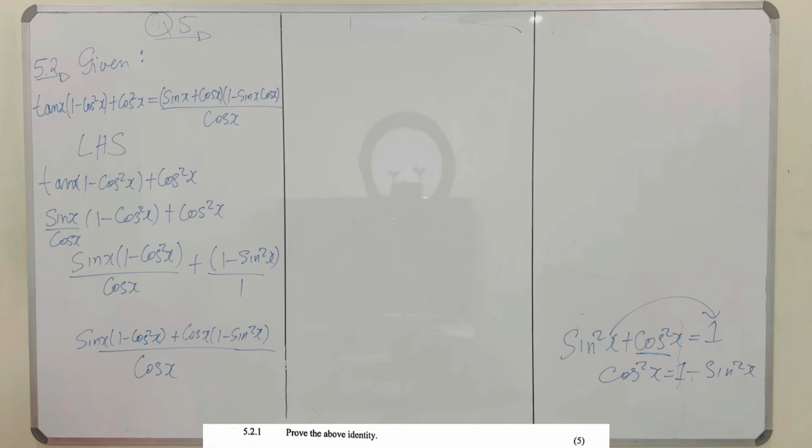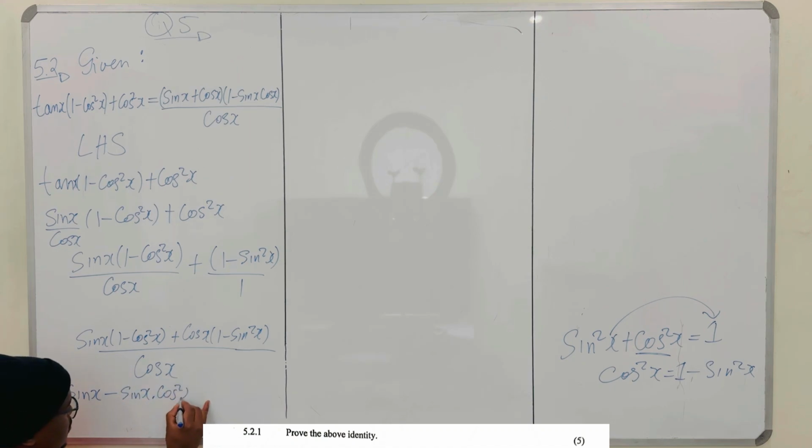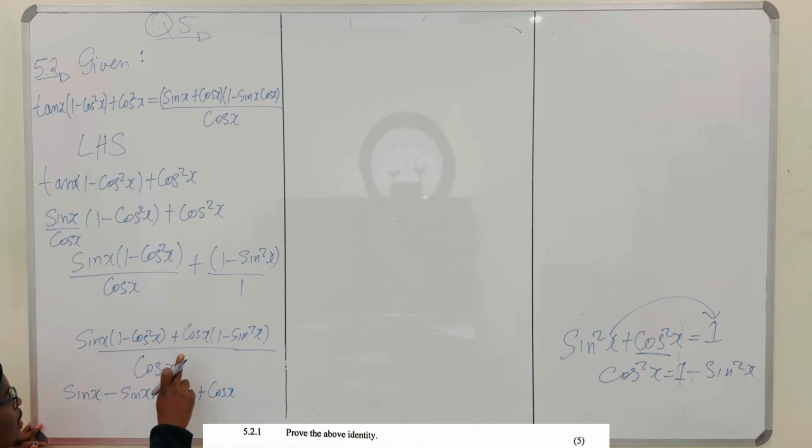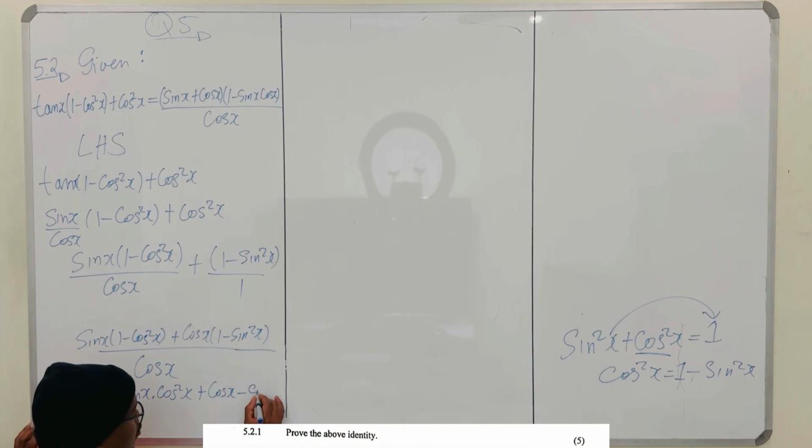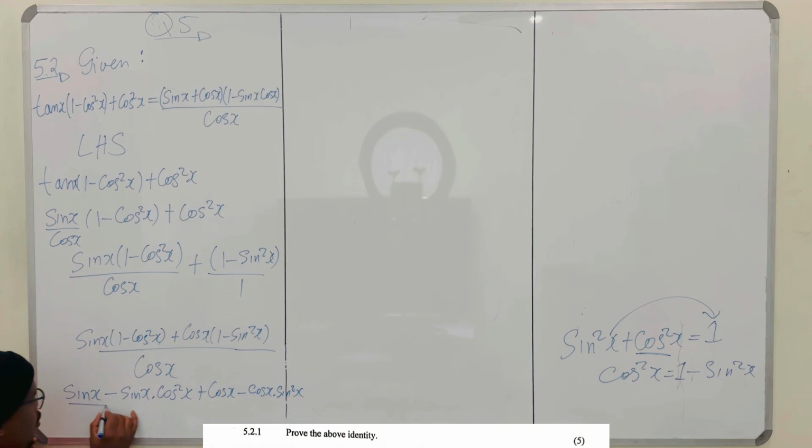No problem. So what do we do from here? You can just multiply the bracket out and say, okay, this times this, so this is sine x times 1 minus cos squared x, which is sine x minus sine x cos squared x, plus cos x times 1 minus sine squared x, that's cos x minus cos x times sine squared x, all divided by cos x, of course.